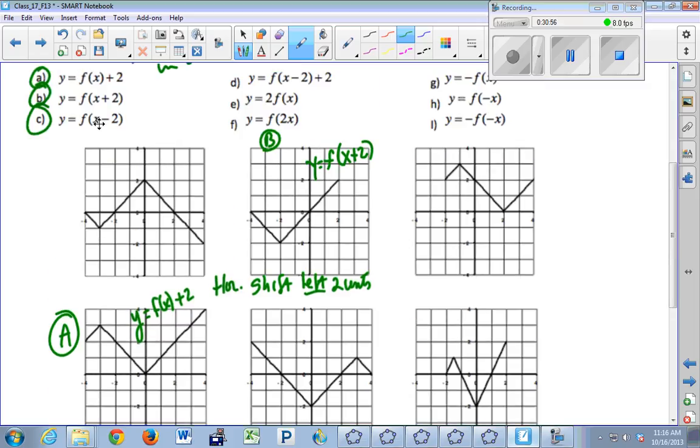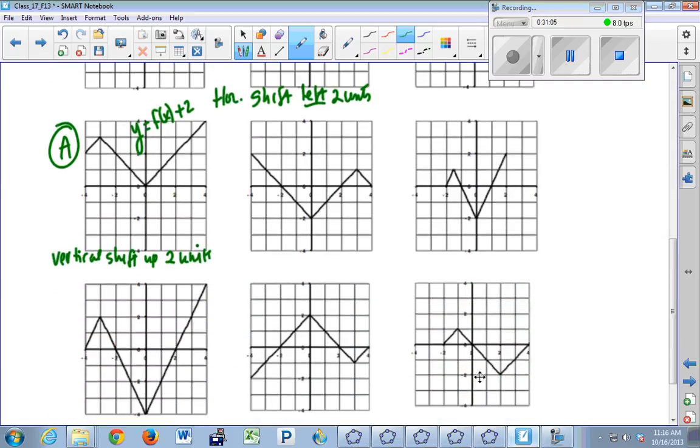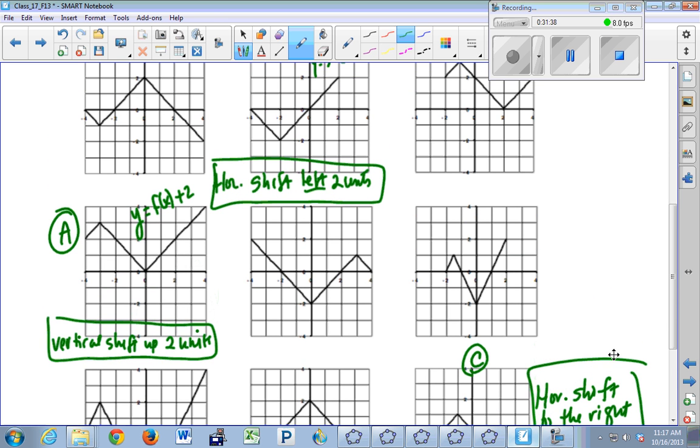And now finally, I'm working inside. I'm looking for another horizontal shift, but this time I'm going right 2 units. So I'm looking for where this graph goes to the right. So now instead of -2, 0, -2, I'm 2, -2. Everything here has shifted to the right. Here's C. So it's a horizontal shift to the right by 2 units. So when I asked you to describe a transformation, this is the kind of language I'm going to be expecting you to write when I ask you to describe in words. Okay? Any questions on those 3?